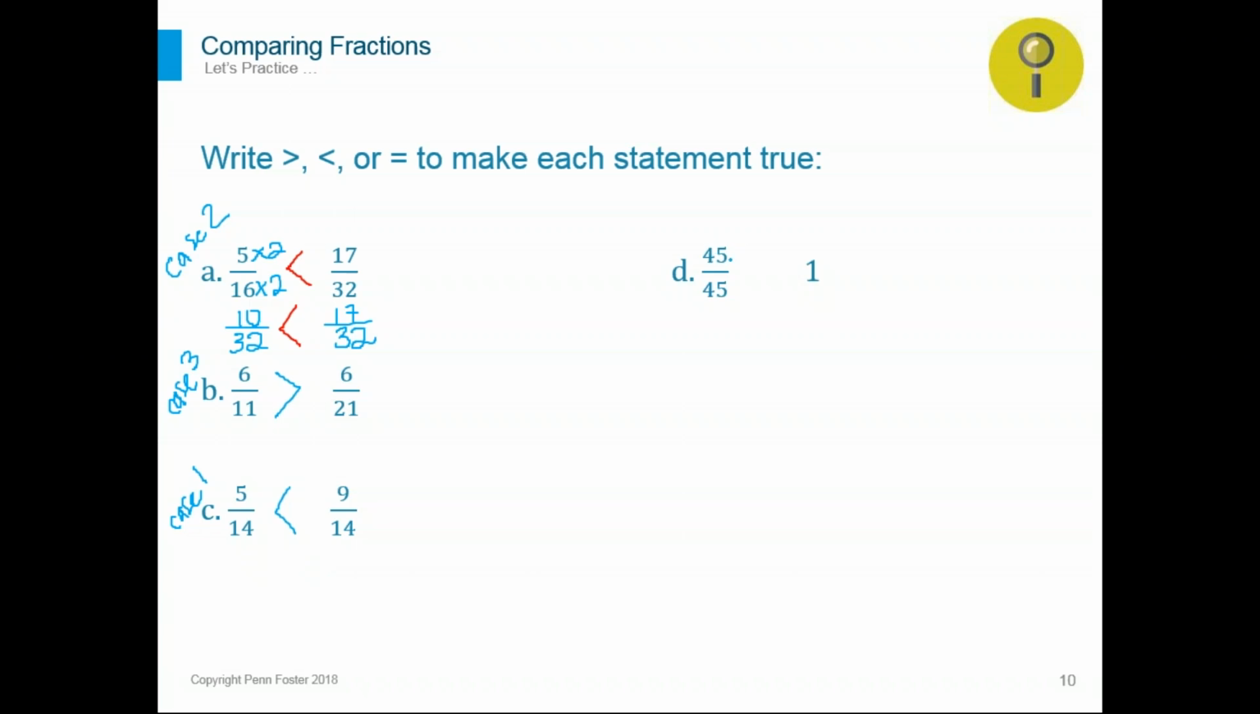Number D, 45 over 45 is what to a 1? We know that a part of a whole, if the part on the top is the same as the whole, that means I'm going to eat the whole pizza. If I cut my pizza into 6 pieces and I eat all 6 pieces, 6 over 6 is 1. So that would be equal to 1. Any questions?